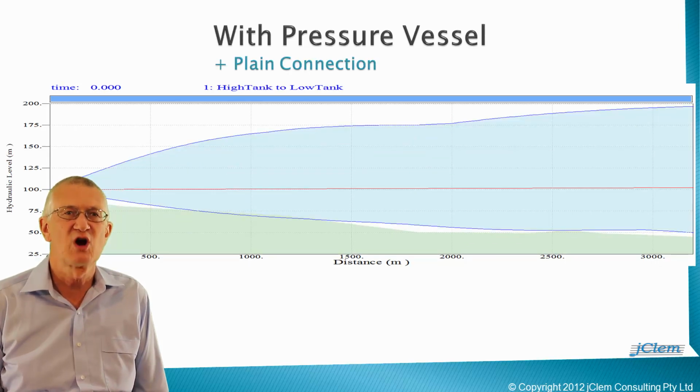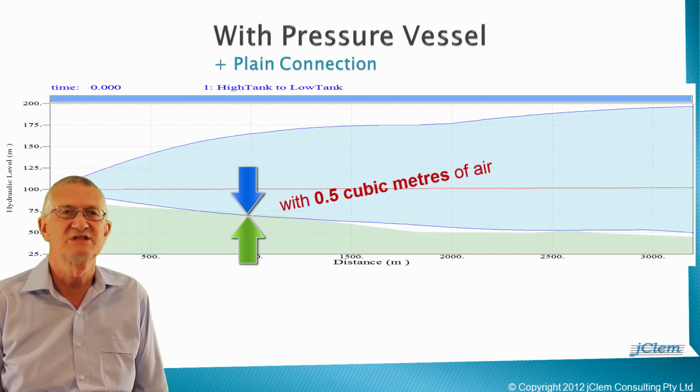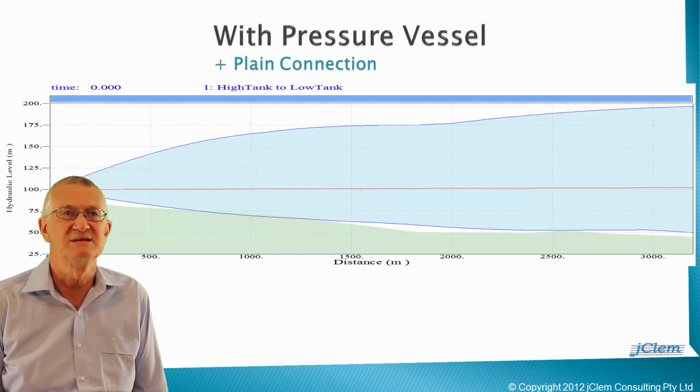After a number of trial simulations, it was determined that the required initial air volume is 0.5 cubic metres. Now we are looking at the envelope of transient heads along the pipeline following power failure with a pressure vessel installed, starting with 0.5 cubic metres of air volume and connected to the pipeline with a plain pipe connection.